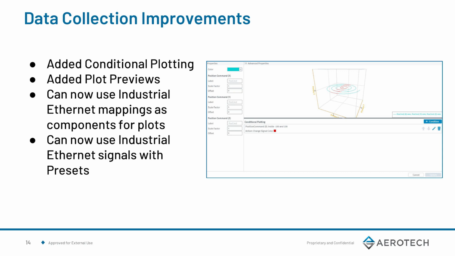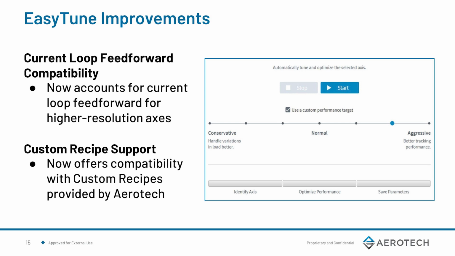Additionally, data collection has undergone several improvements in order to support conditional plotting, including plot previews and industrial Ethernet mappings for both plot components and data collection presets. EasyTune has been improved to account for machine setup, enabling current loop feed-forward axes with a linear drive and high-resolution feedback on mechanical devices.